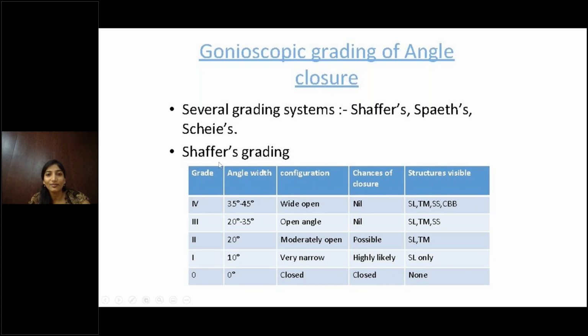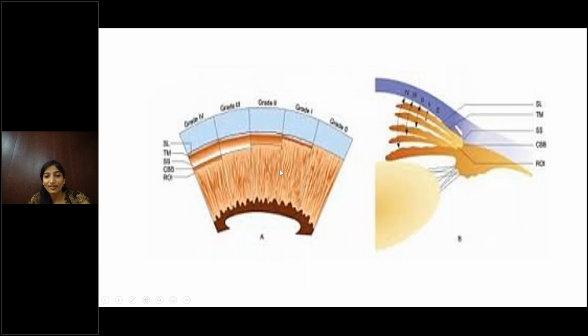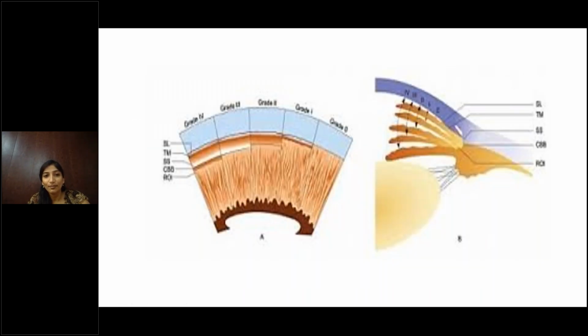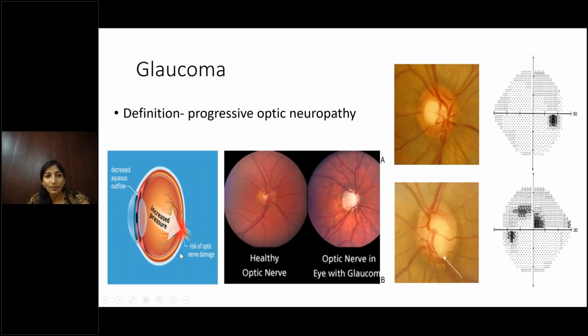There are other gradings like Spaeth and Shaffer. Okay, this is similar. How many structures are visible? In grade 4, all of them are visible. In grade 0, none of the structures are visible. So when these angles are closed and the IOP builds up, it can lead to optic nerve damage.